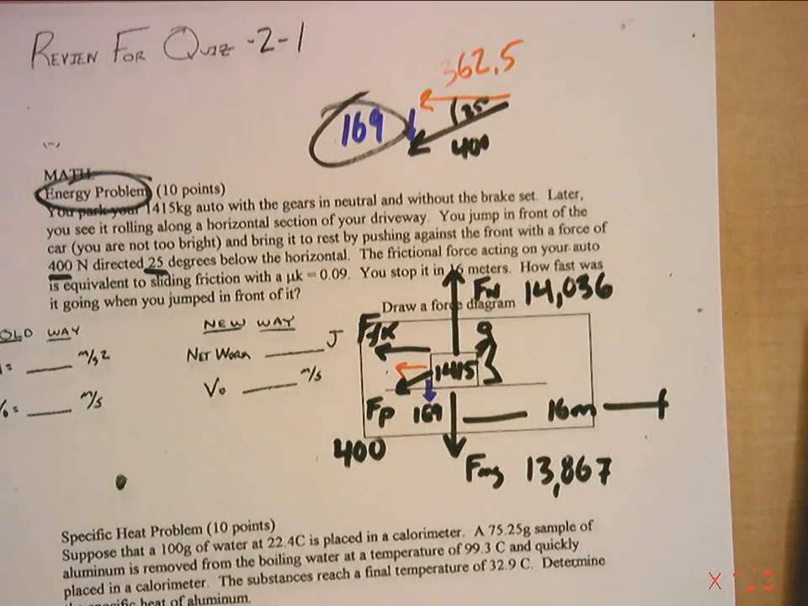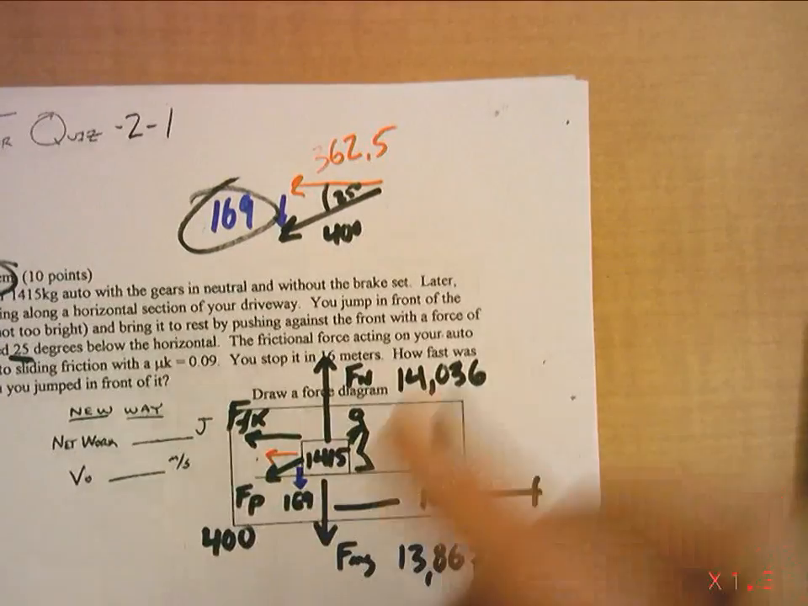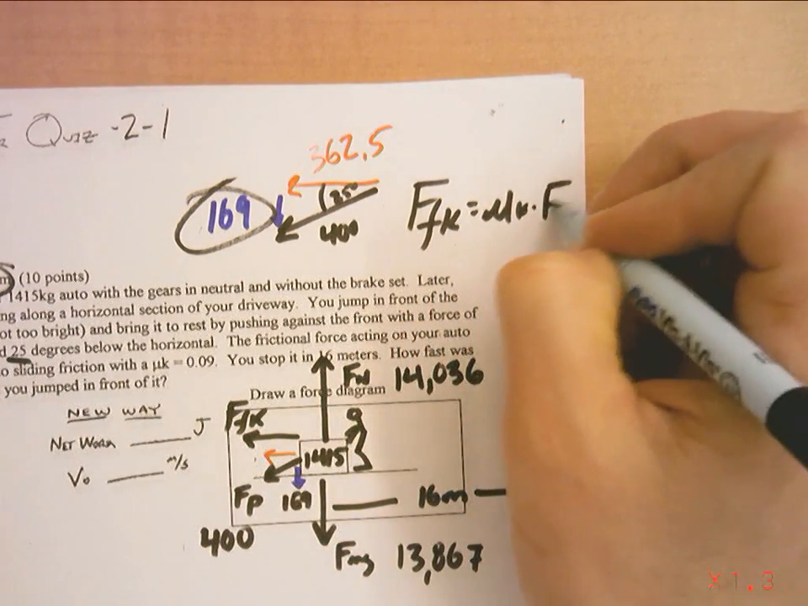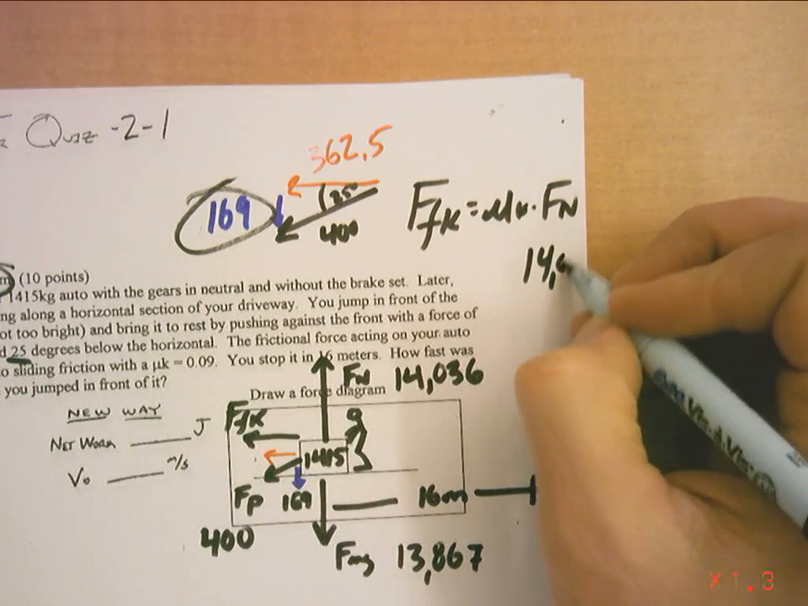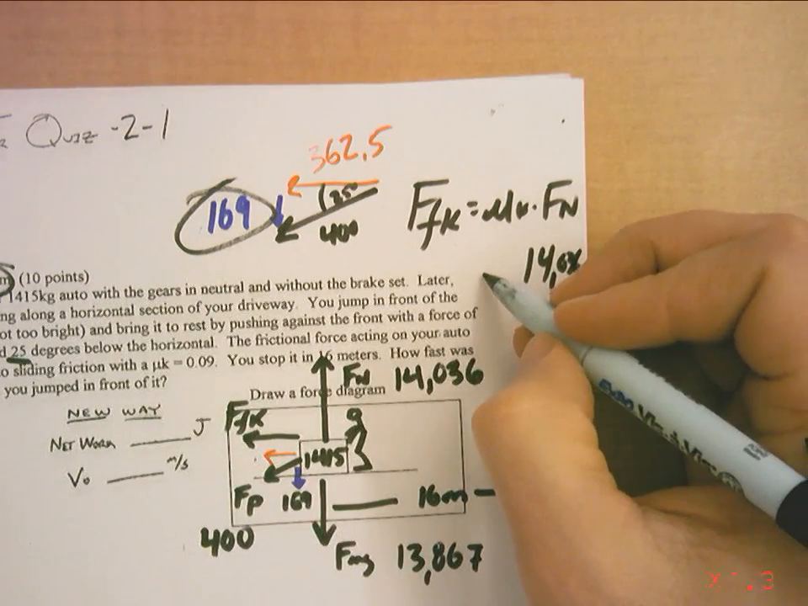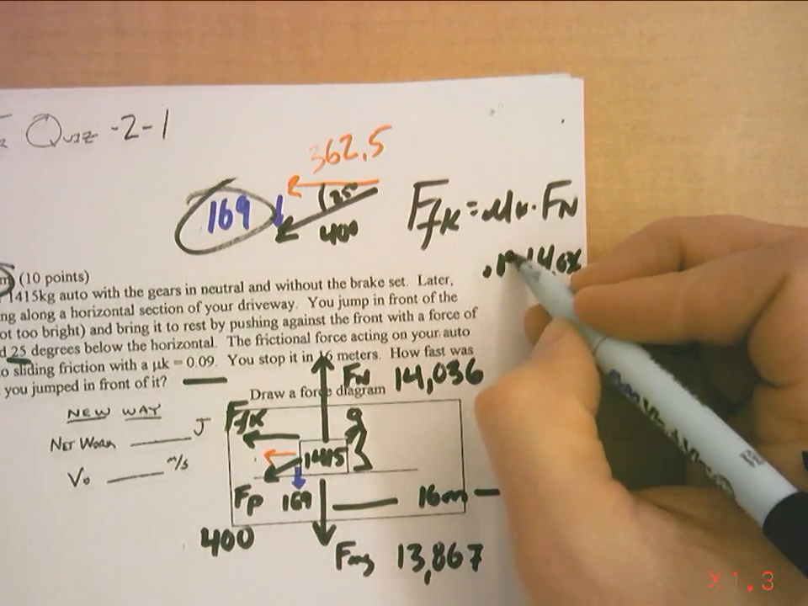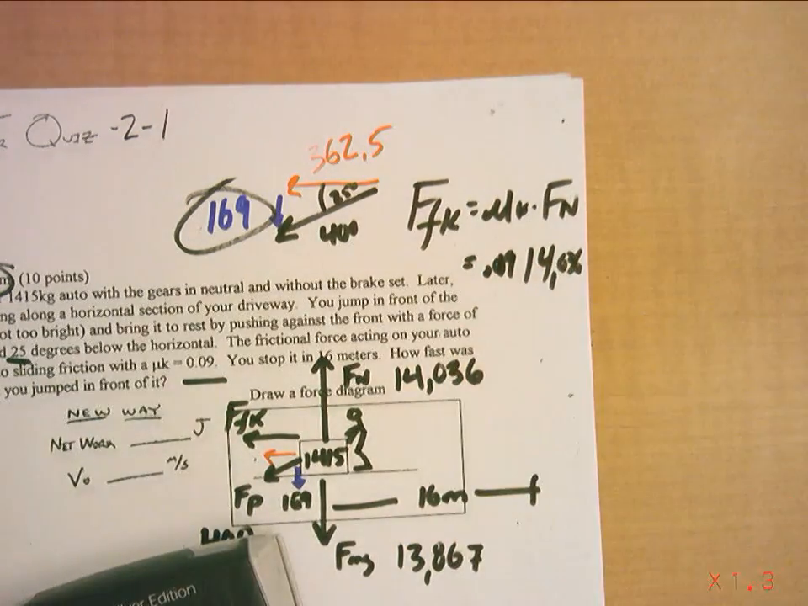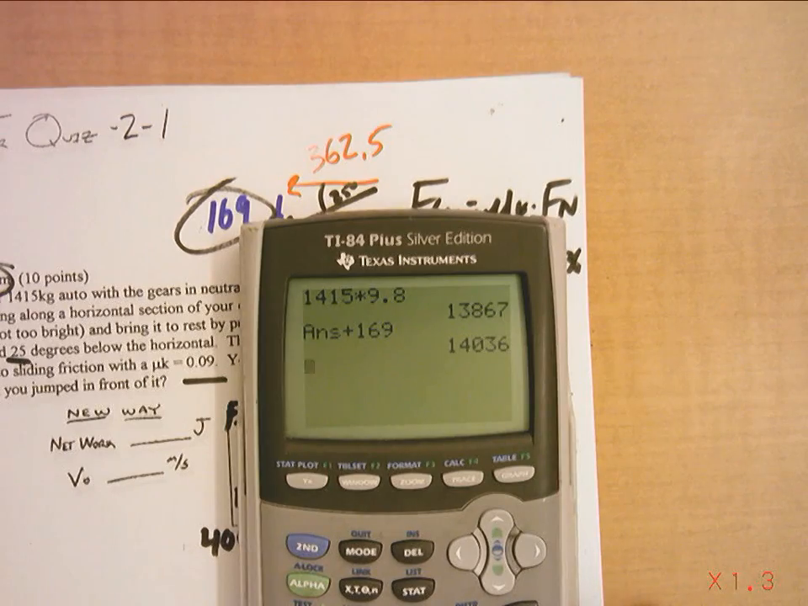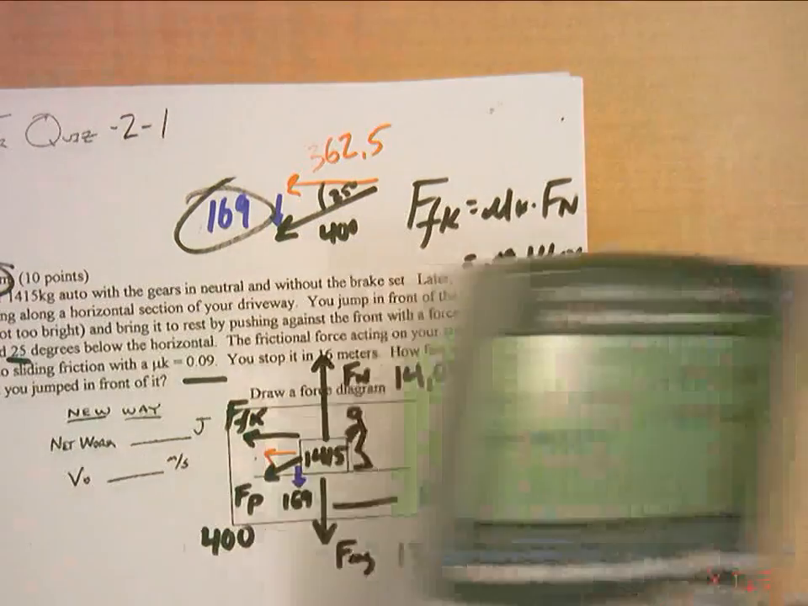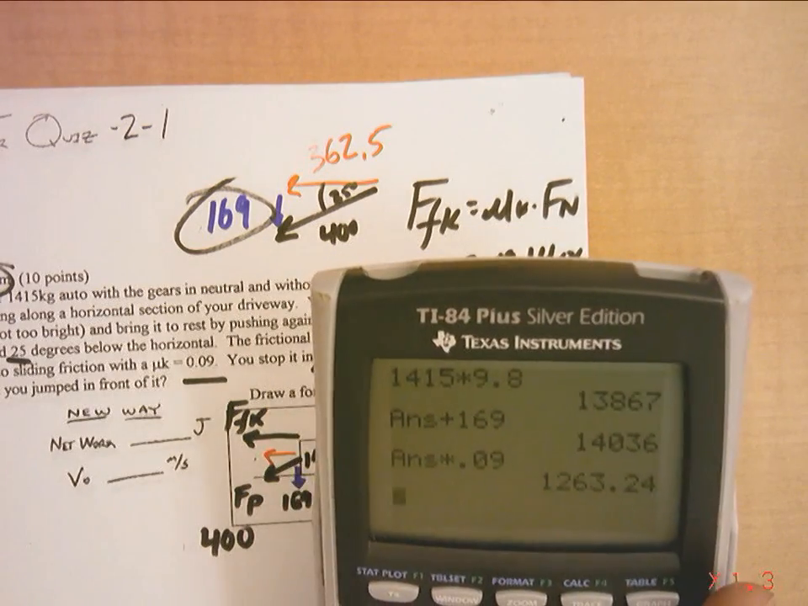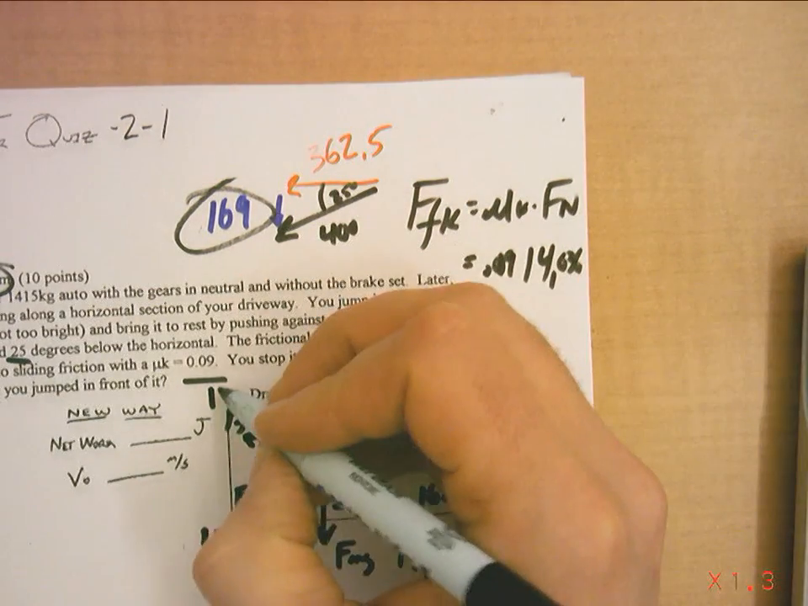Now we're ready to find the friction. So to find the friction, we use another equation. We're going to say FFK is equal to mu k times the force of normal. The force of normal is 1436. Mu k right there, 0.09, and we can find out what friction is. So take your force of normal number, and multiply it by 0.09, and we end up with 1,263. So that's this arrow right here.